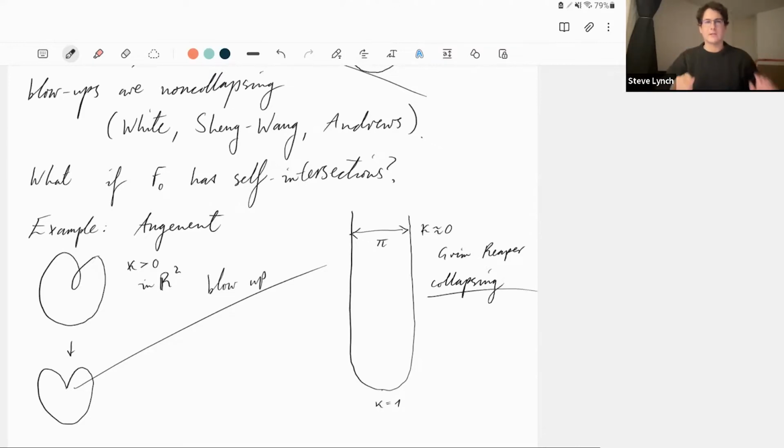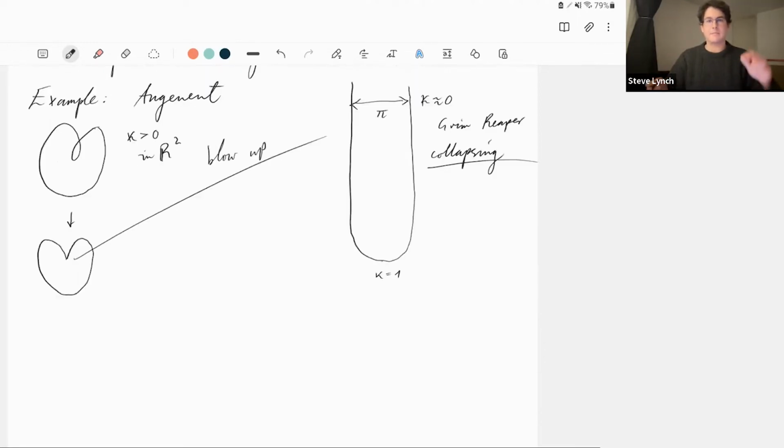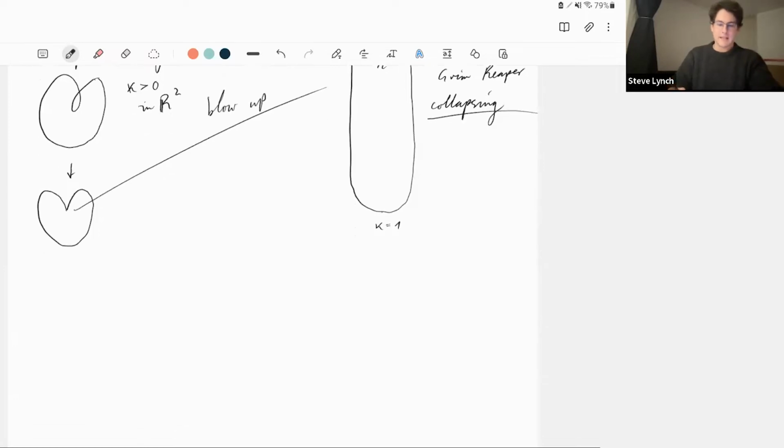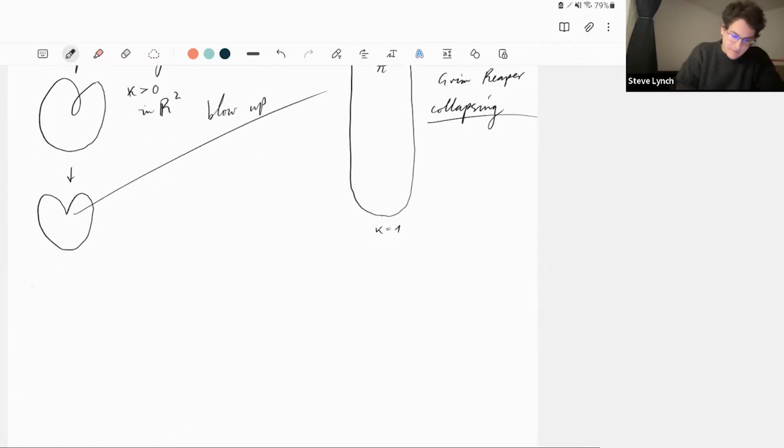Okay, so if you allow self-intersections of the initial data, then you can get collapsing blow-up limits. Of course, this example is only in R2, but you can get similar examples in higher dimensions just by taking a long, thin torus over this curve. And what you'll see in that case is blow-up limits which are modeled on a Grim Reaper times a hyperplane.